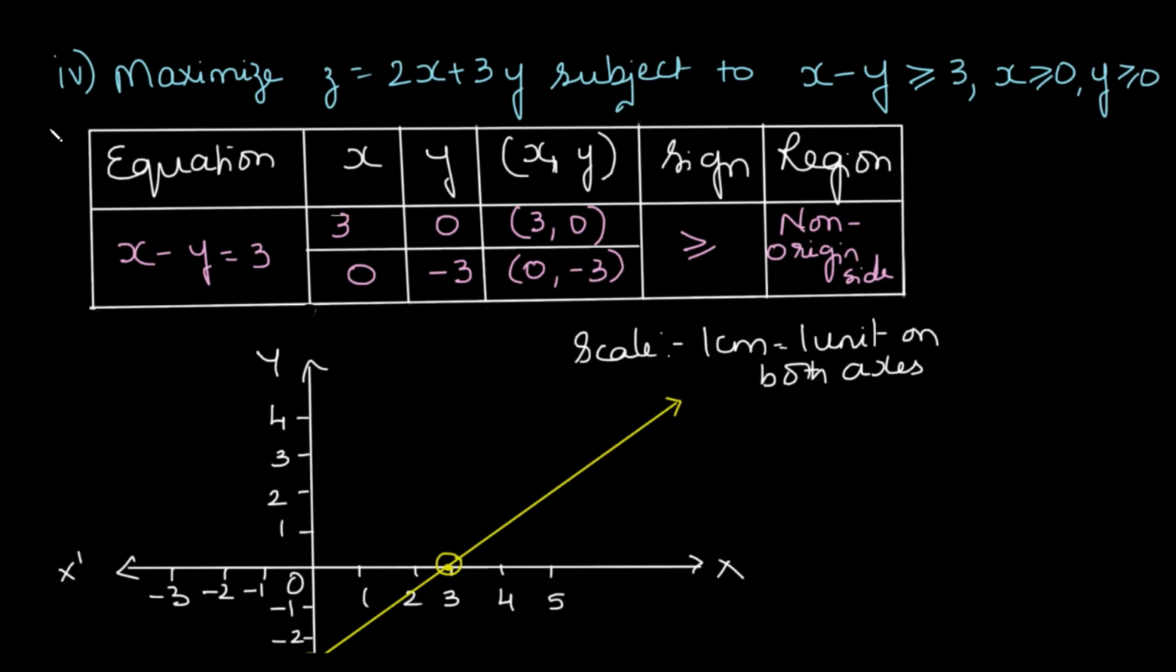Next is question 4. That is in the same question, question number 5. The sub question is the fourth one. Maximize z is equal to 2x plus 3y, subject to x minus y greater than or equal to 3. X and y both are greater than or equal to 0. These are the non-negativity constraints.